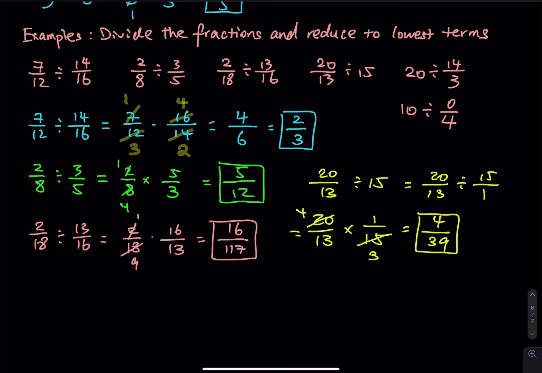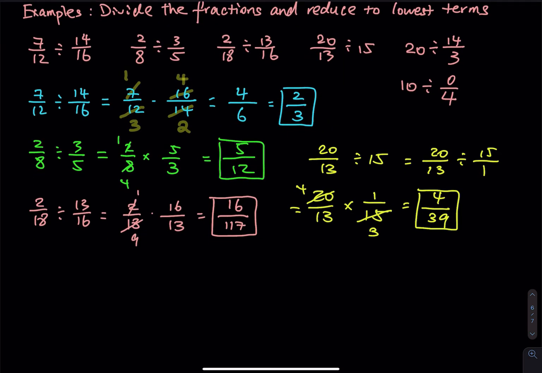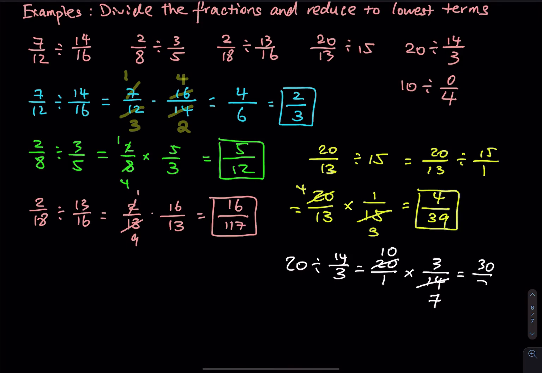All right, next. 20 divided by a fraction. So you have an integer divided by a fraction. So that is 20 over 1, and then you multiply by the reciprocal, 3 over 14. 14 and 20, they are both even, so I will divide top and bottom by 2. 14 divided by 2, 20 divided by 2. So you have 30 over 7.